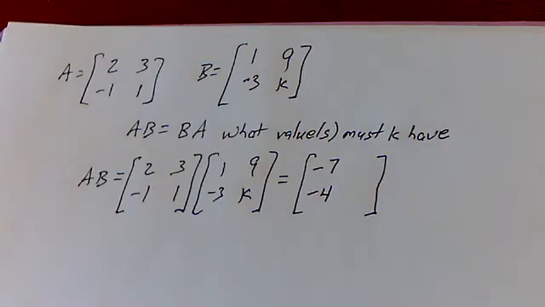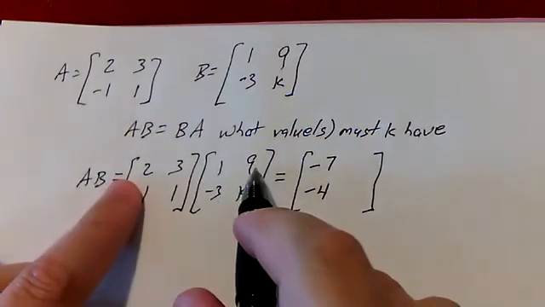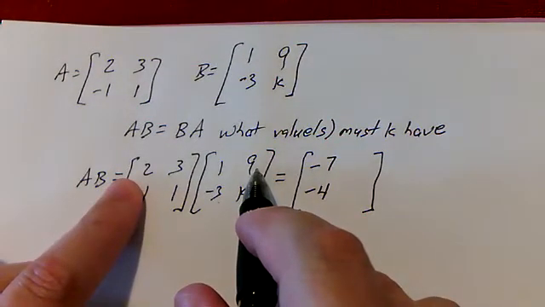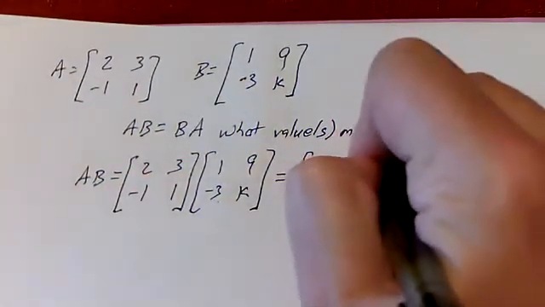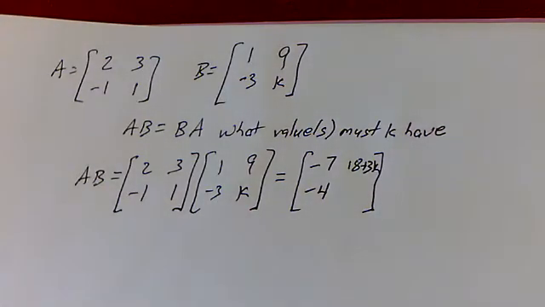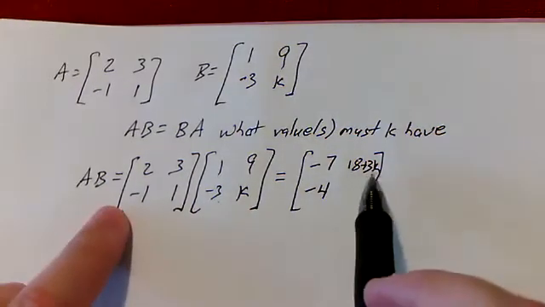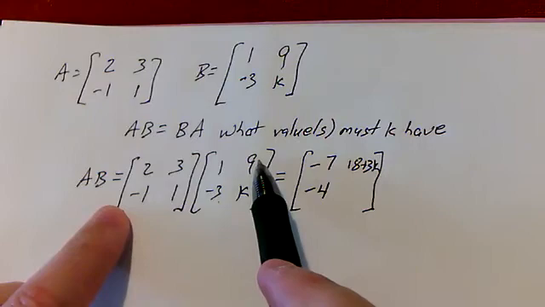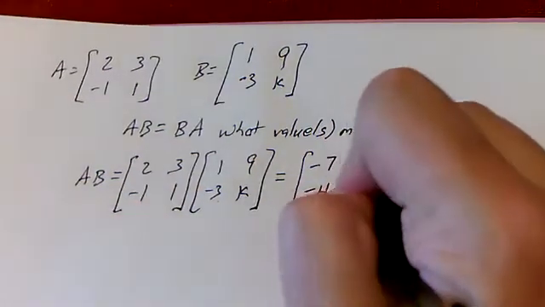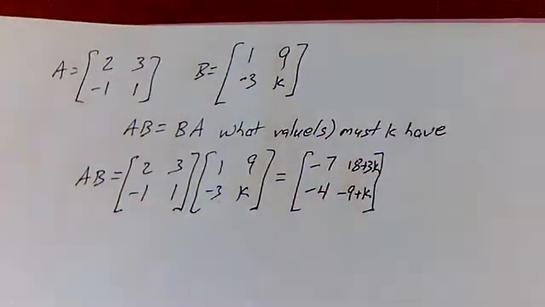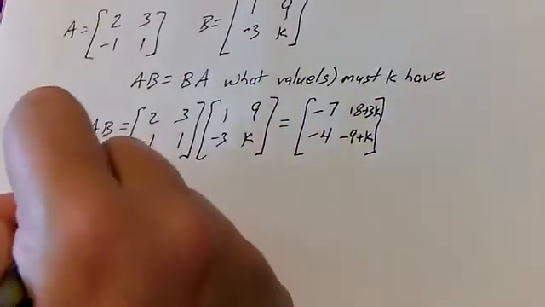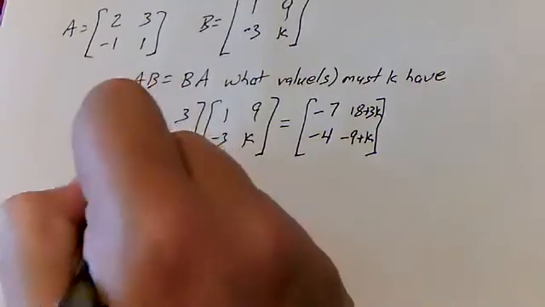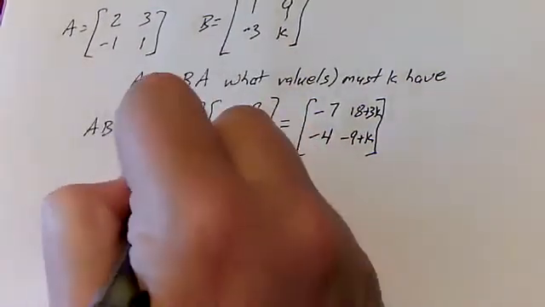Okay. Let's go first row, second column now. That's 2 times 9 is 18. And 3 times K is 3K. So that's going to be 18 plus 3K. Okay. Second row, second column, I've got -9 plus K. Okay, so there's my A times B. Now let's compare that with B times A. So again, we're switching the order around.